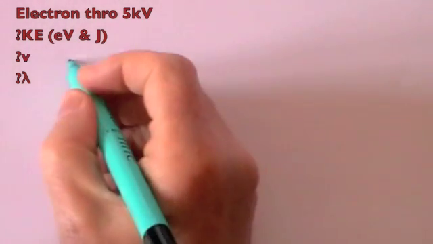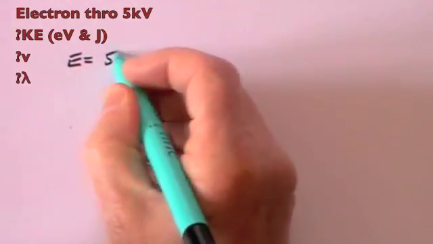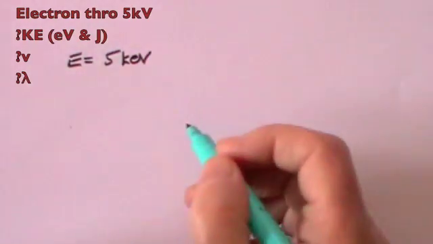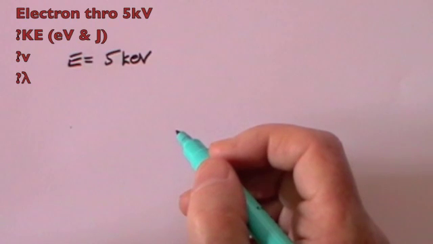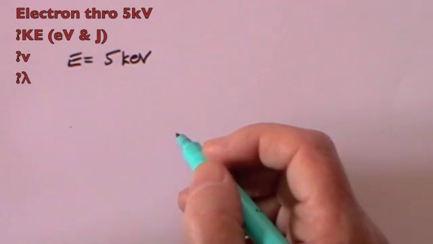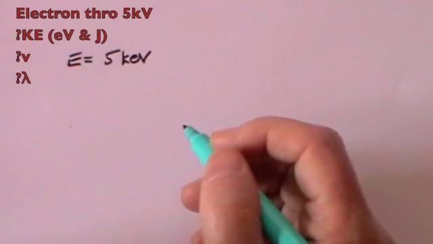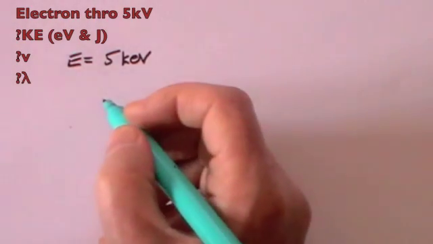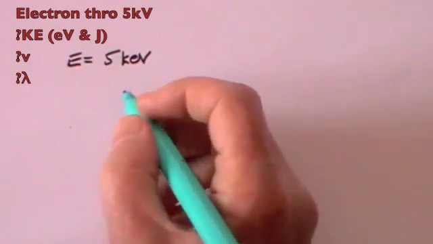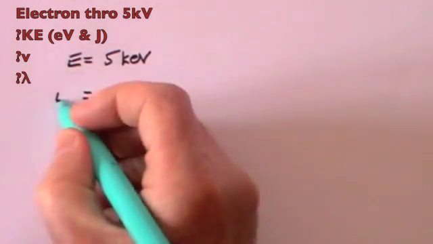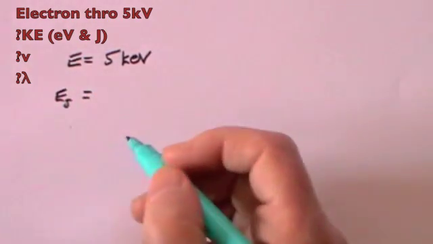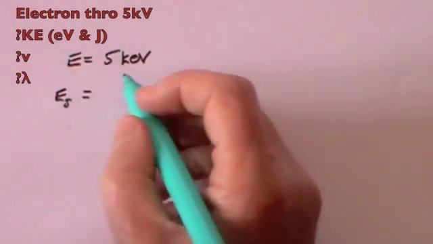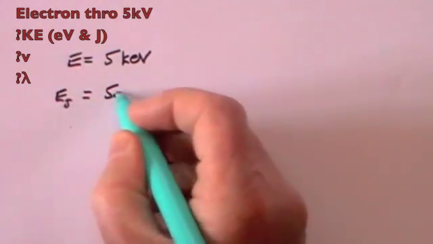If one electron is accelerated through 5 kilovolts, then the energy that it will gain by definition is 5 keV, 5 kiloelectron volts. If you want to convert that into joules, then you have to multiply by 1.6 times 10 to the minus 19.